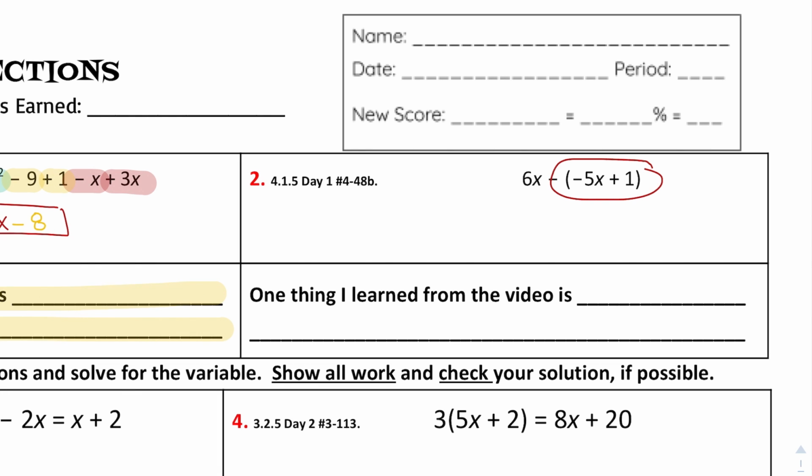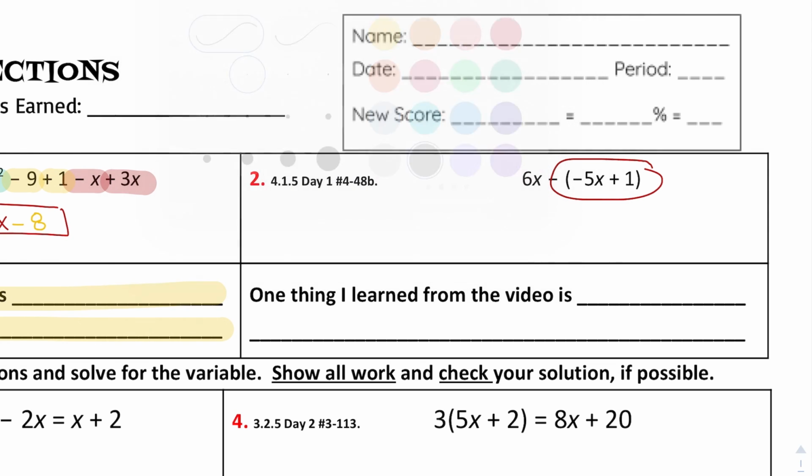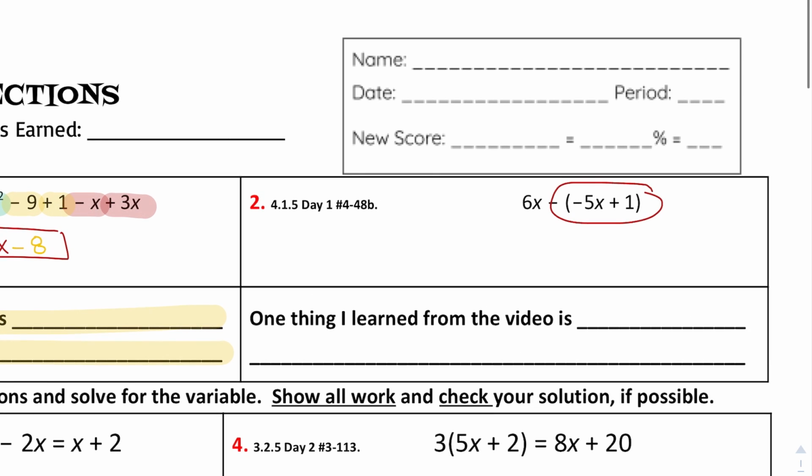So I wanted you to flip and slide and change all of those to the correct signs before you start combining like terms with 6x. So I'm going to go ahead and keep the 6x as it is, but I'm going to do the opposite of negative 5x, which would be positive 5x, and the opposite of positive 1, which would be negative 1, which would have meant that you flipped all of those tiles and slid them up to the positive side.